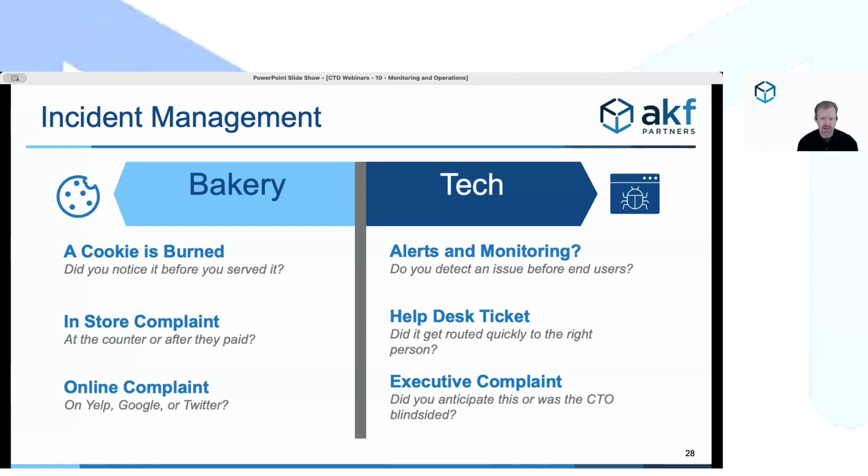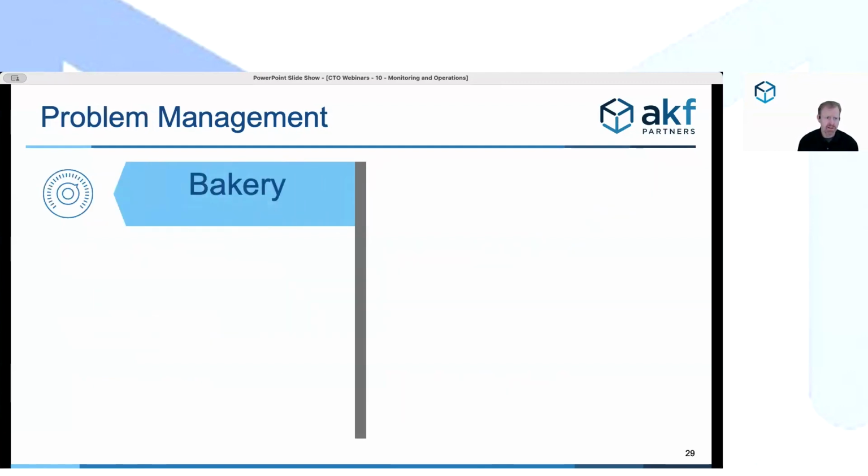So that's all incident management. Problem management is trying to understand what caused that. So the problem is, a lot of cookies are burned. Why? Well, it was a faulty thermostat on a particular oven.